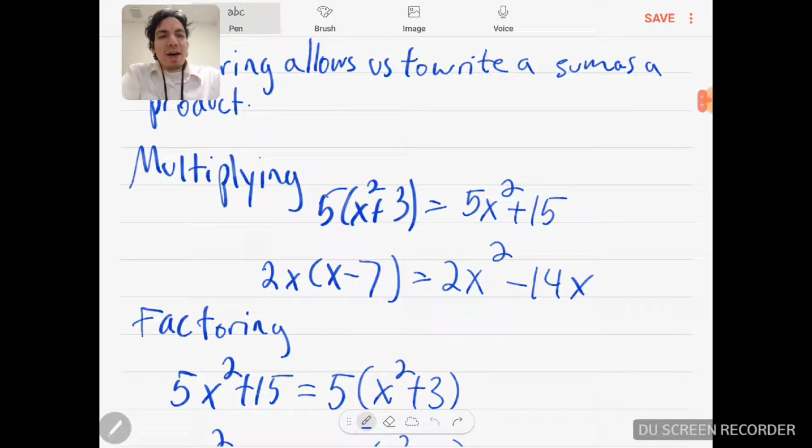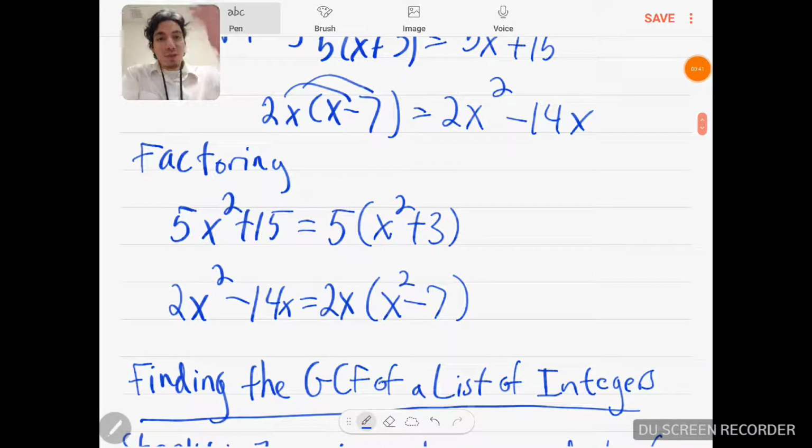When we normally multiply, we would distribute the 5 into both those terms. So 5 times x squared plus 3 would be 5x squared plus 15. And 2x times x would be 2x squared. 2x times negative 7 would be negative 14. Factoring is the reverse of that.